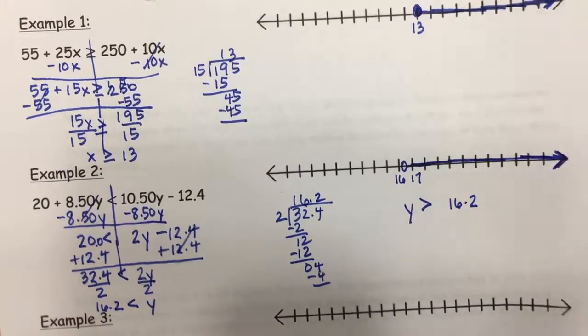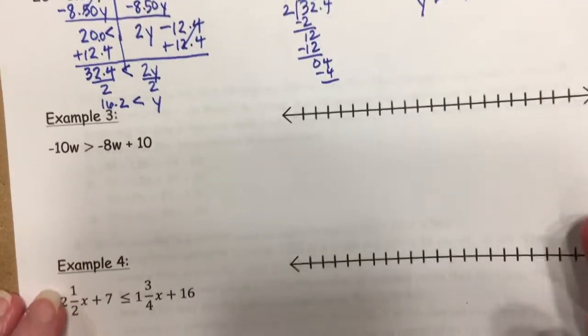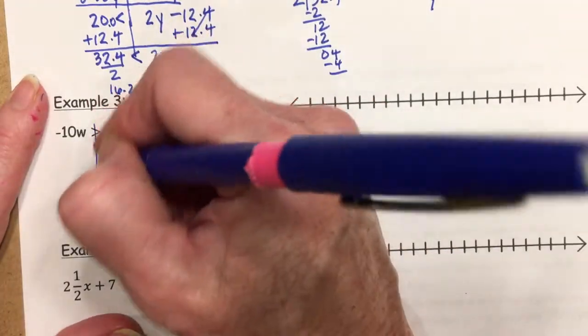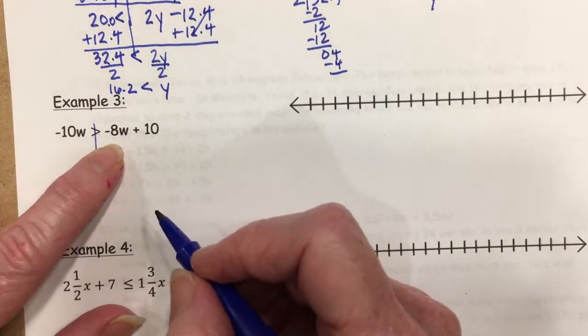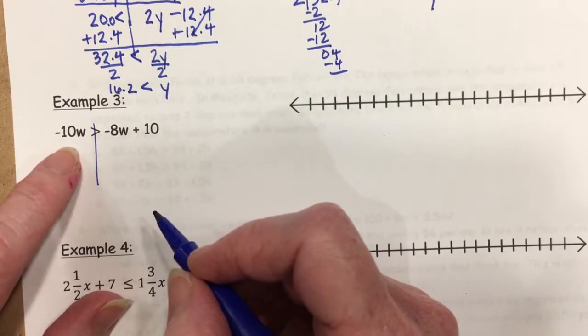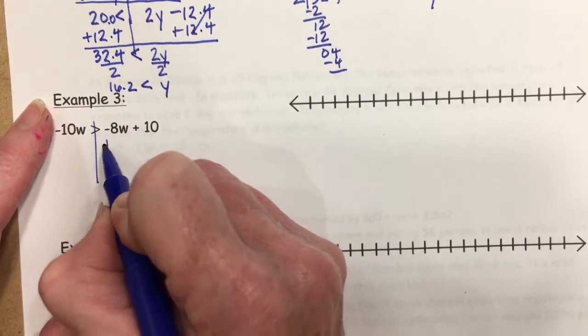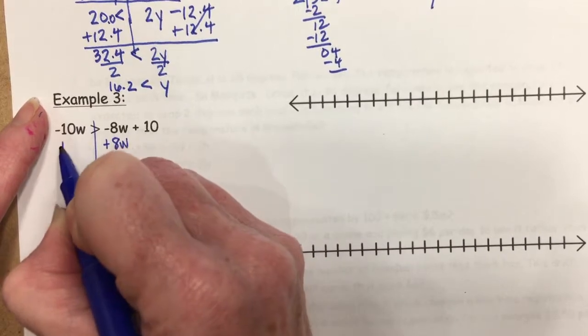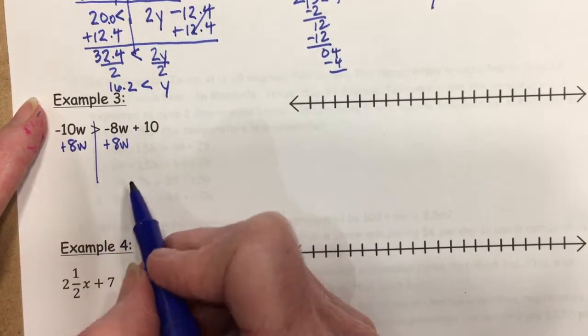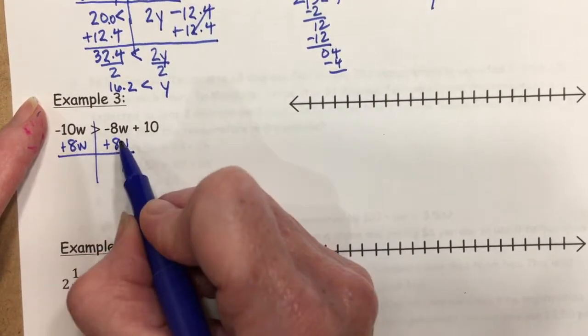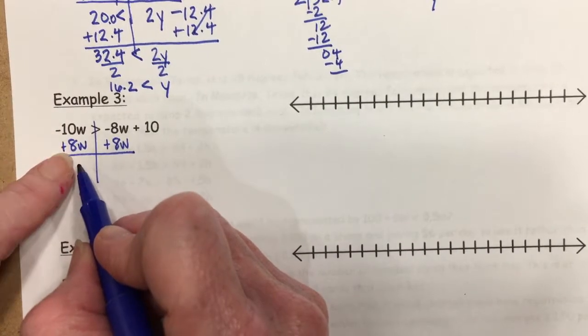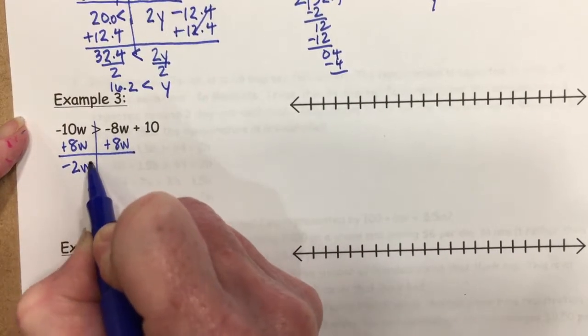All right. Look at a 3. Cut it in half. Since this side only has one variable, I'm going to go ahead and move this one. So the opposite of negative 8w is adding 8w. I'm going to add 8w here. All right, so when I work this out, negative 10 plus 8 is negative 2w.